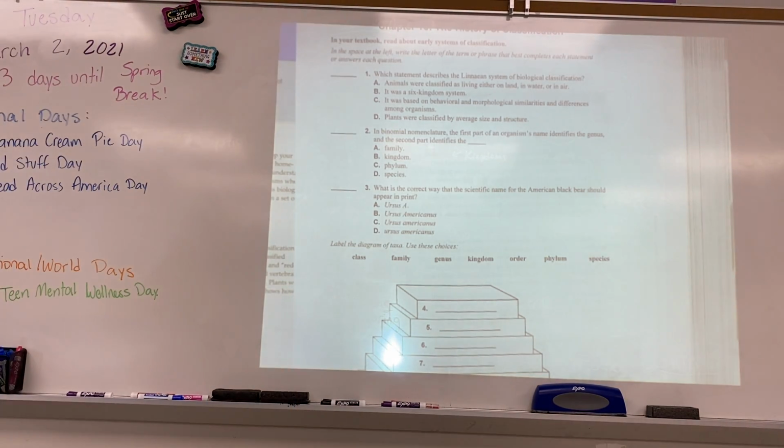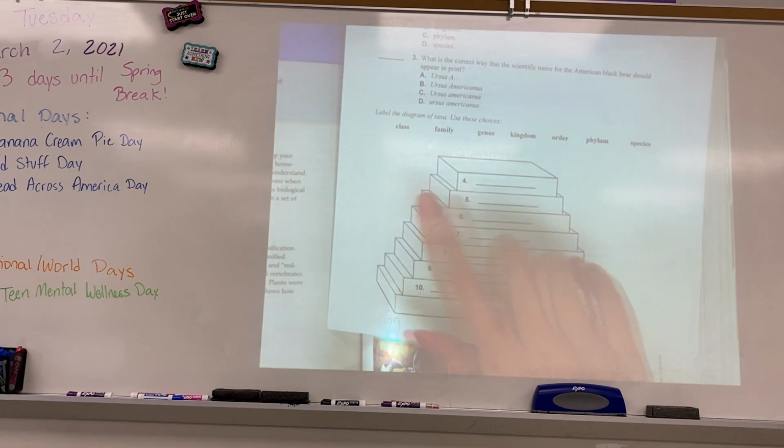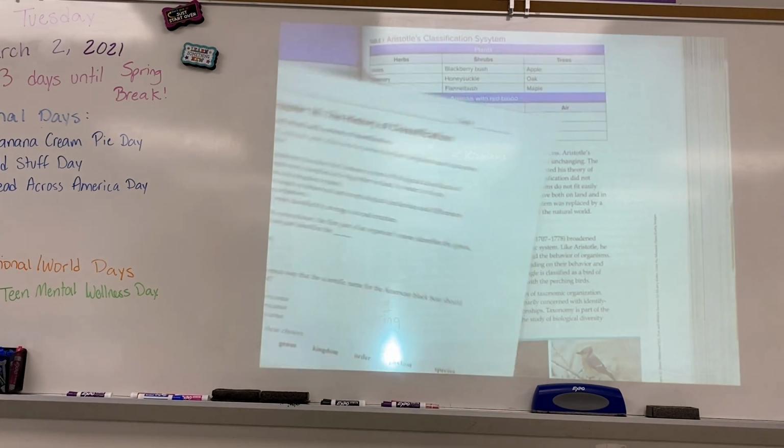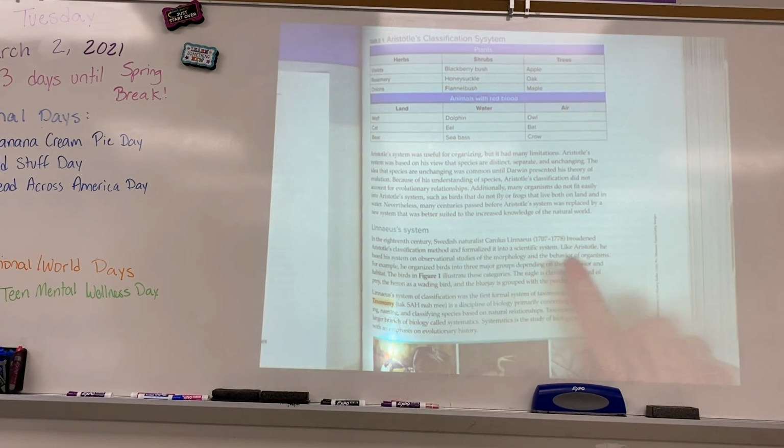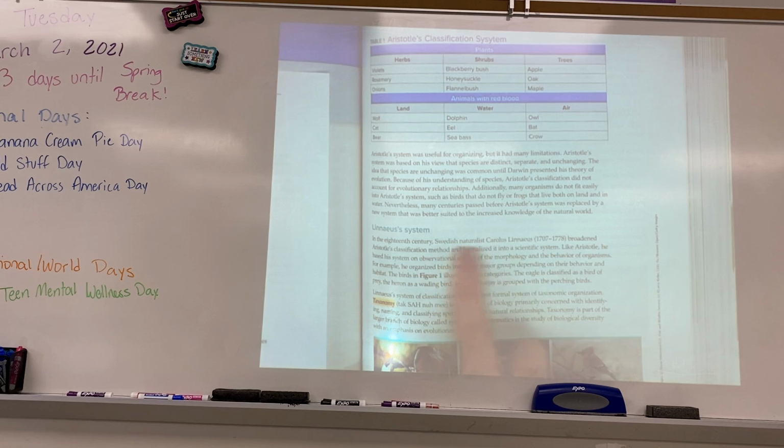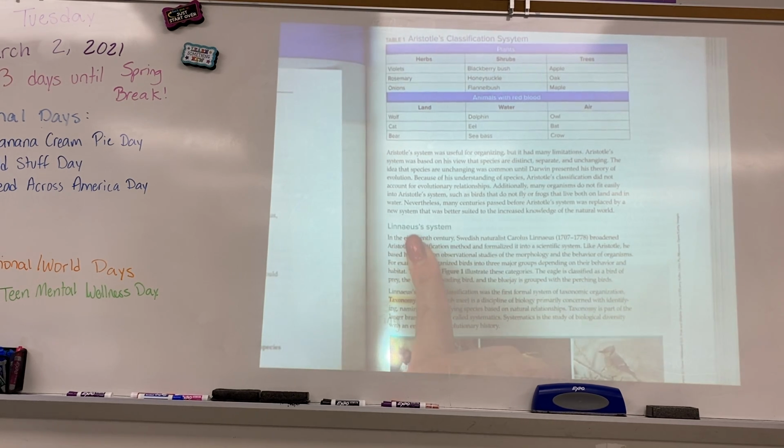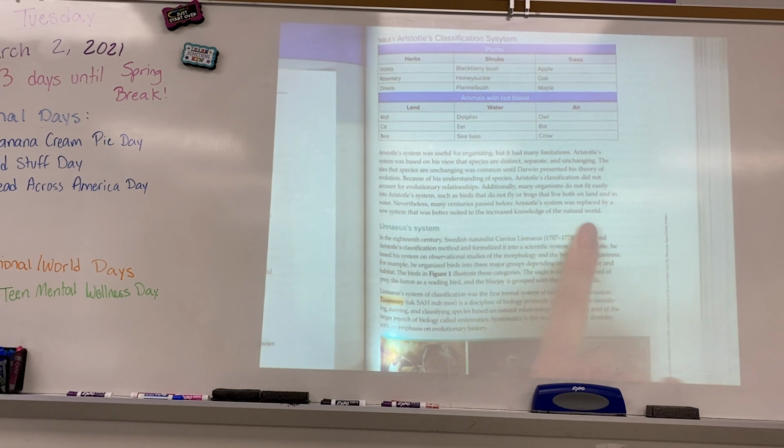All right. So these first couple of questions are on the classification system that we learned about in our notes. So we need to quickly read this first paragraph right here under the Linnaeus system. Does anyone want to read this paragraph?